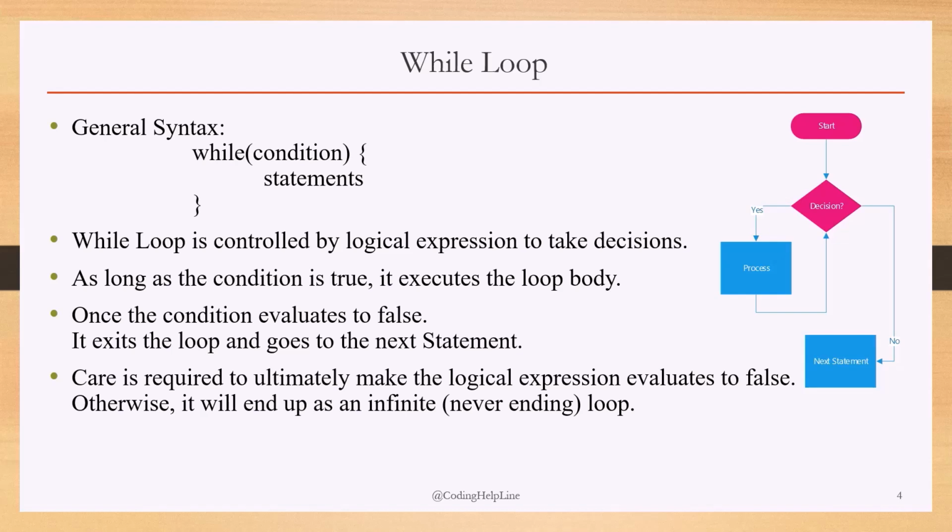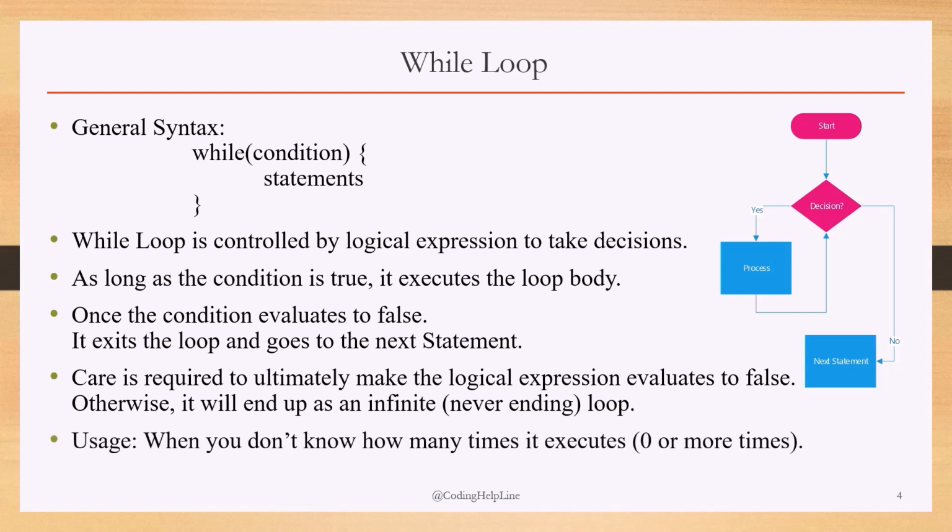If this is not false, this loop will become infinite and will never end. So it has to stop at some point during the execution of the program, so that the program continues its normal execution. So we will make the condition false within the body of the loop. Usage. We normally use while loop when we do not know in advance how many times it's supposed to execute. So while loop executes 0 or more times.